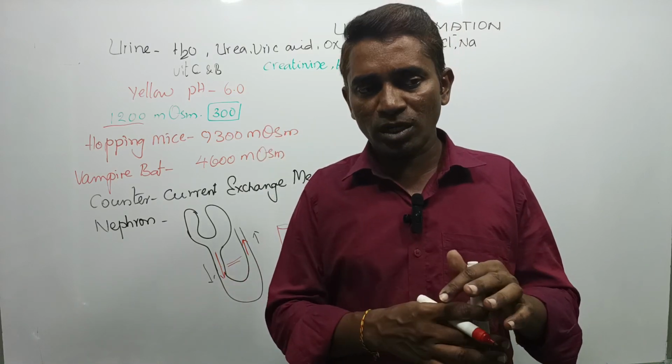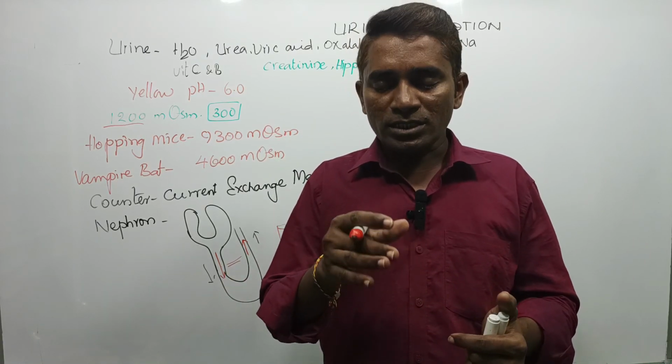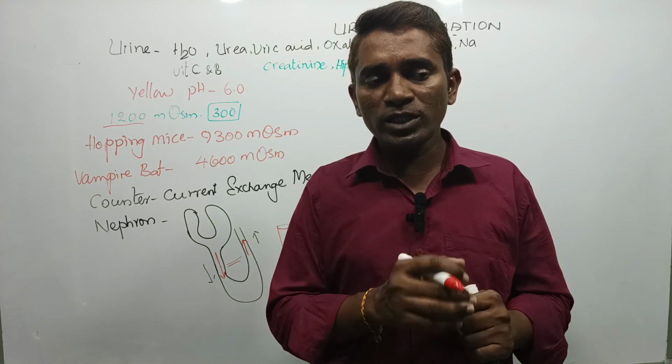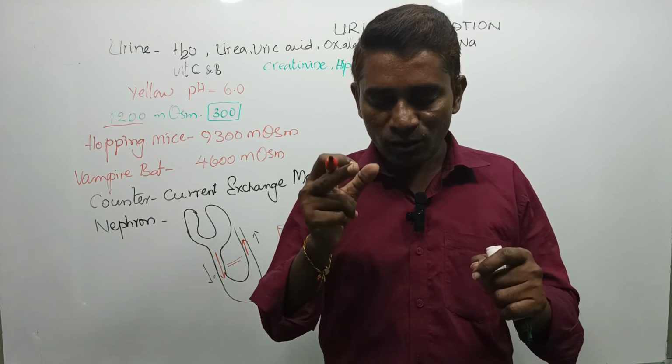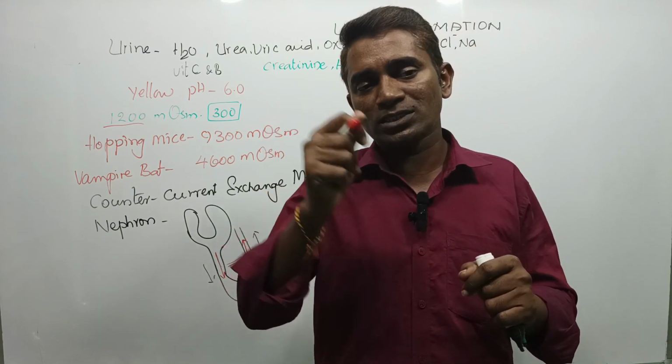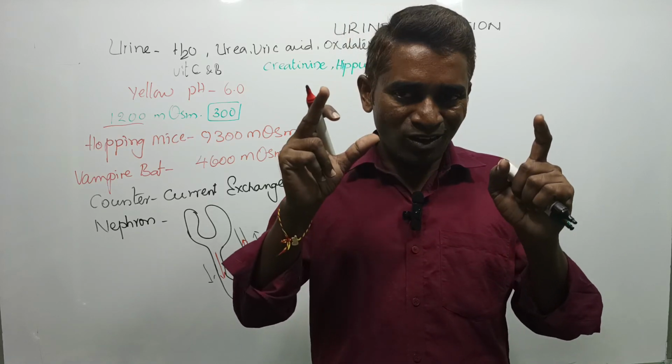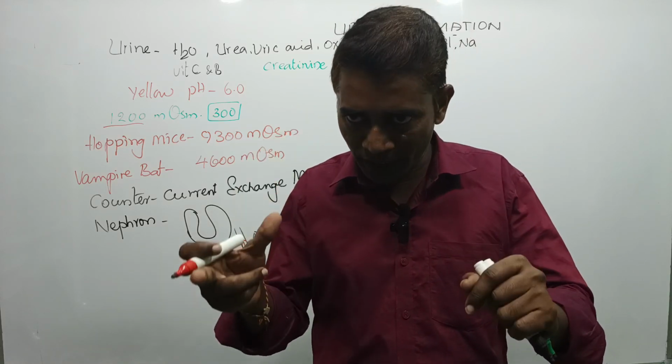Let's suppose in a solution, we always come across a solvent and a solute. A solute is that which is being dissolved. A solvent that dissolves a solute is called a solvent. These two are collectively called a solution. Likewise in urine, right?